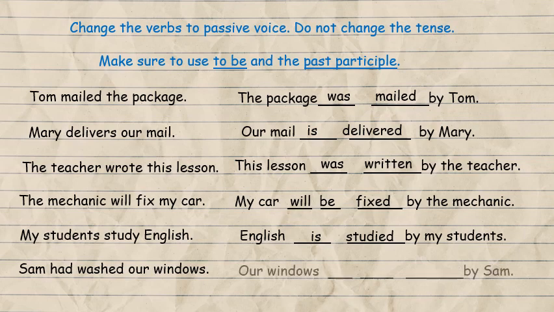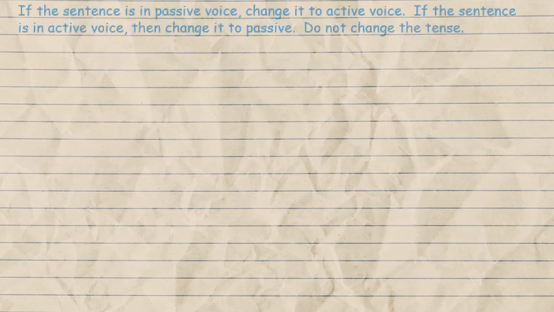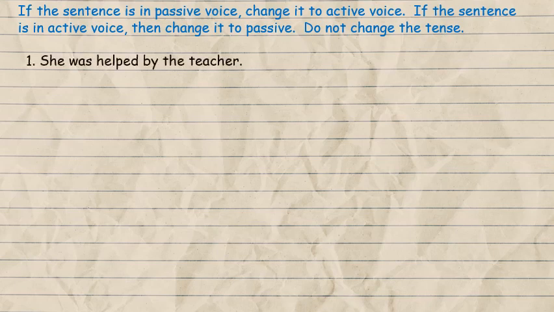Sam had washed our windows. Our windows had been washed by Sam. If the sentence is in passive voice, change it to active voice. If the sentence is in active voice, then change it to passive. Do not change the tense.